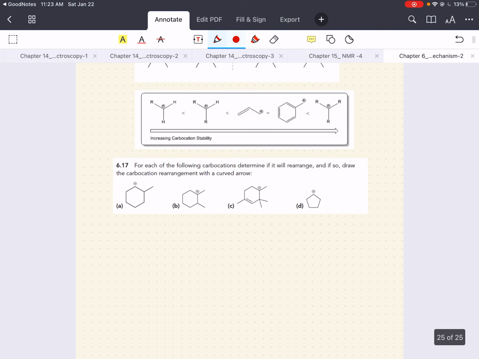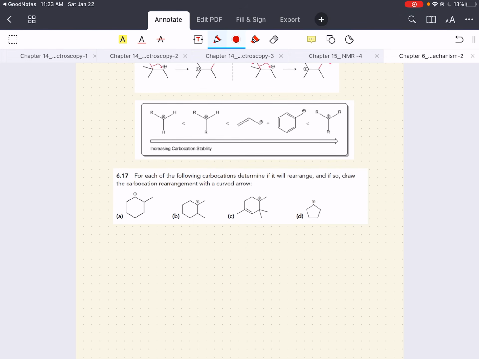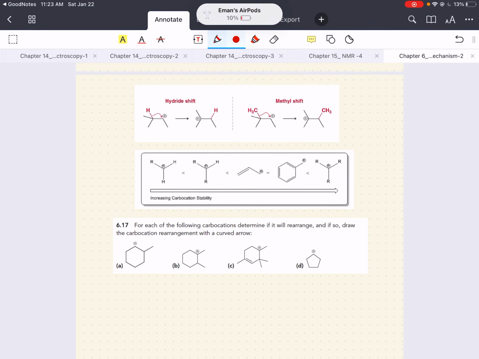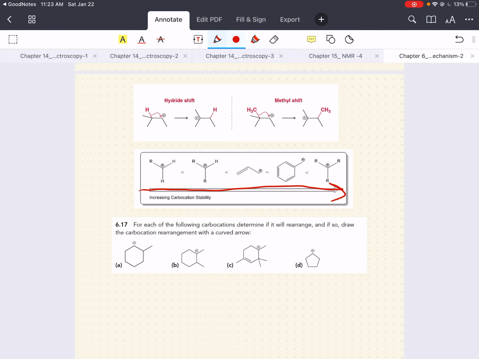So now what we want to do is practice for each of the following carbocations, determine if they will rearrange, and if so, draw the carbocation rearrangement. This is some good practice for carbocation rearrangement because this is so important. Remember, you can have a hydride shift or you can have a methyl shift. So you can move hydrogens to form more stable carbocation configurations, or you can move methyls to form more stable carbocation configurations. Our goal is to move things to simply get a more stable carbocation. Keep in mind that this is the hierarchy for our carbocation stability.